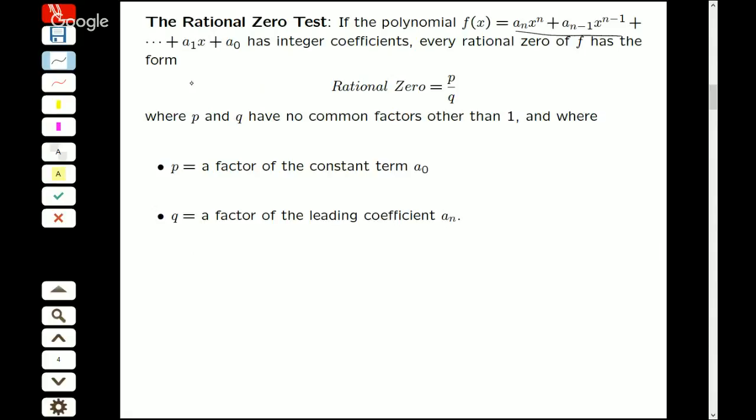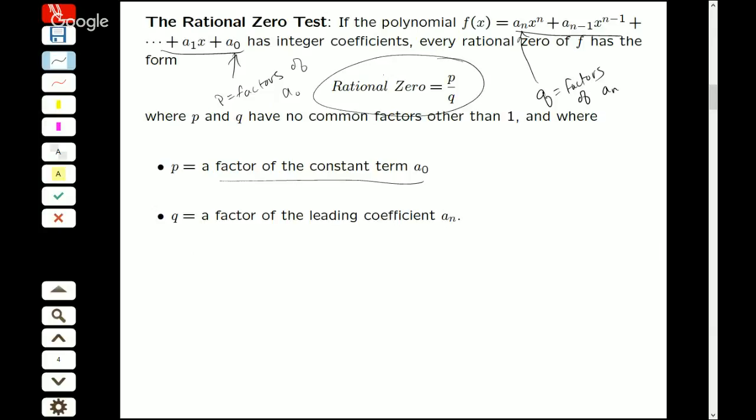So the P over Q method. If you have your polynomial written down, the P's are the factors of the constant term, the last one. And then the Q's are the factors of the first one. And we write the rational zeros as P over Q. And so you list them all as fractions. There's going to be lots of these on most of the problems.